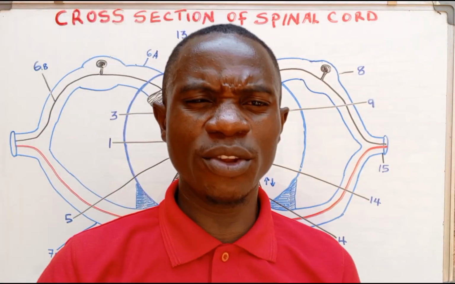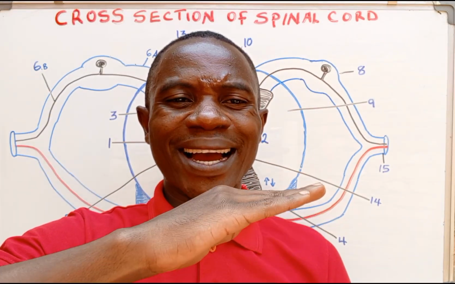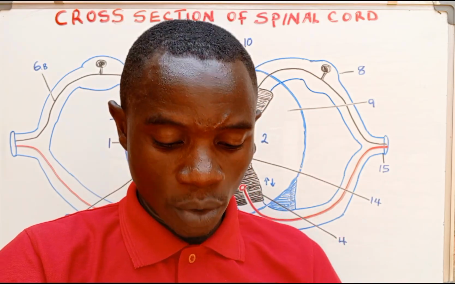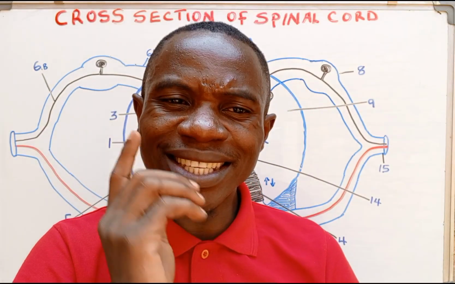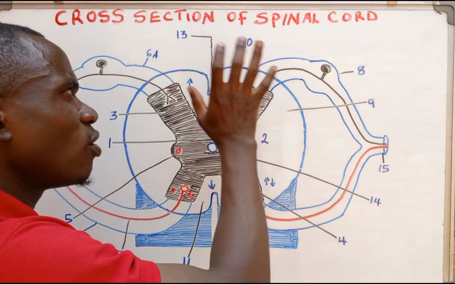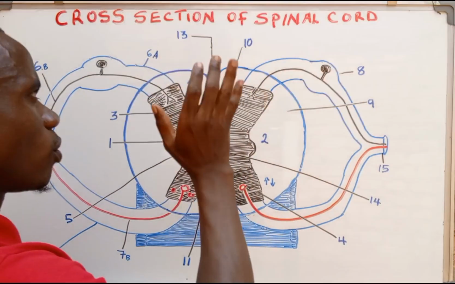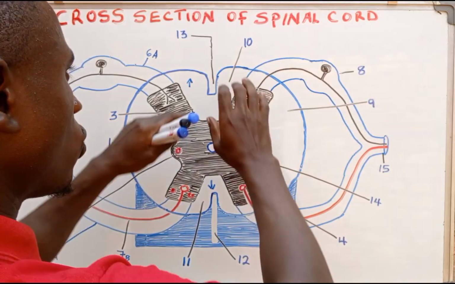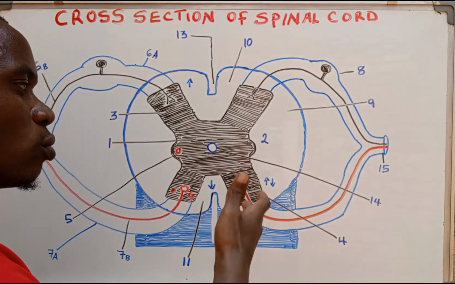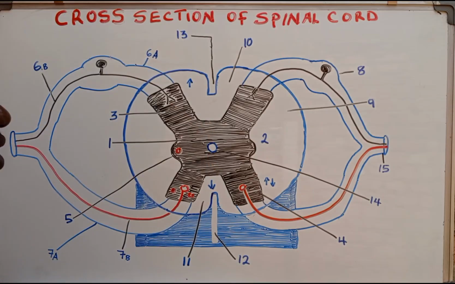Today's video we are going to be looking at what we call the cross-section of the spinal cord. During this study, we are going to be cutting this spinal cord transversally, and then we look at it on top like this. Mainly we are going to be looking at the anatomy of the cross-section of the spinal cord, and how we call all these different structures that you're going to be seeing.